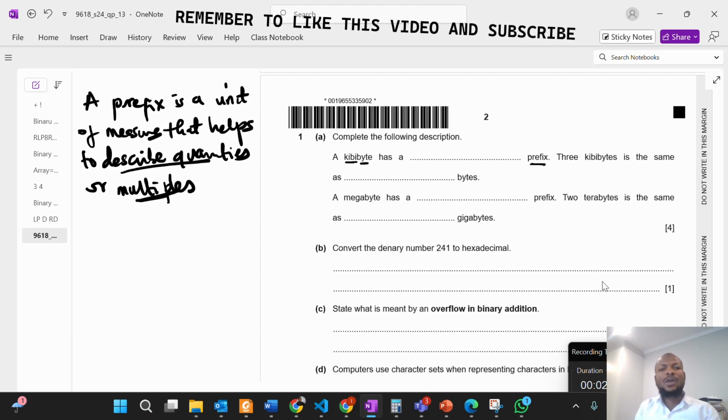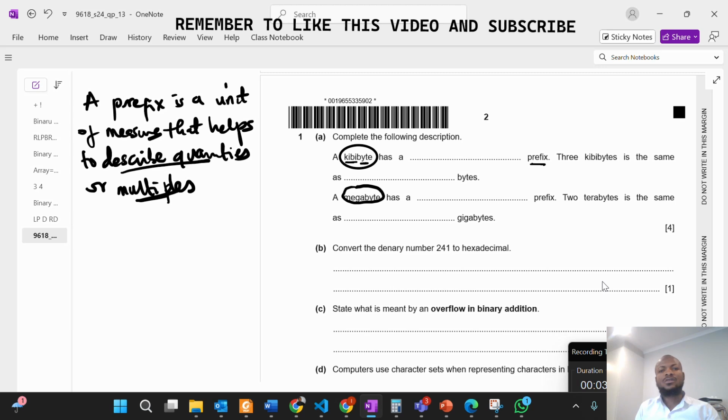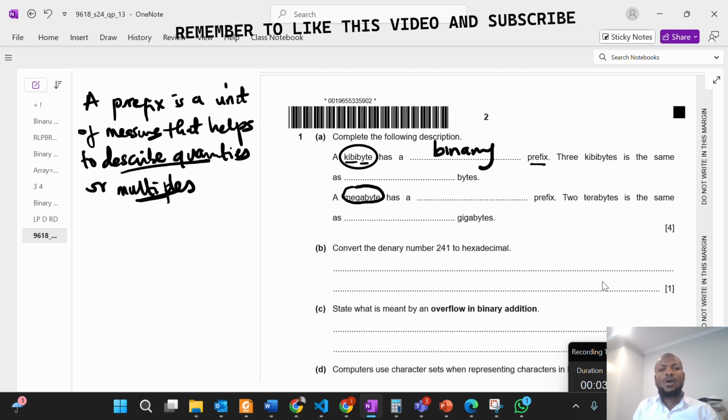So how do you describe the quantity of a kibi? That is binary. And how do you describe the quantity of a mega? That is denary. Is that understood? So don't write kibi or mega. So the answer for this is binary. So a kibibyte has a binary prefix, while a megabyte has a denary prefix. Is this understood?